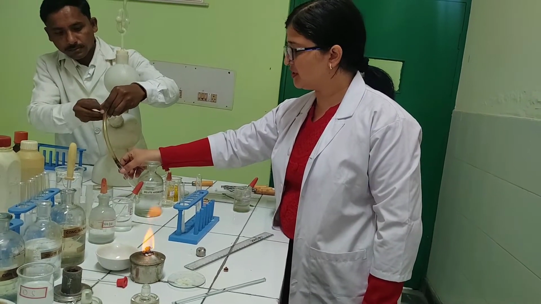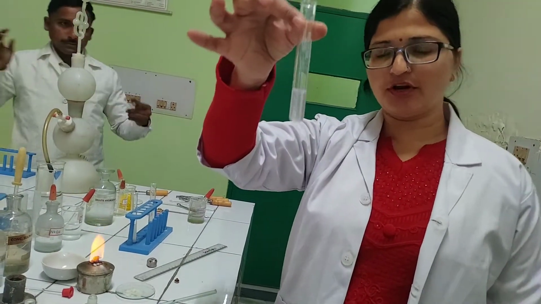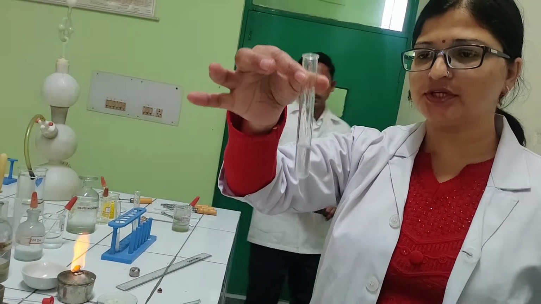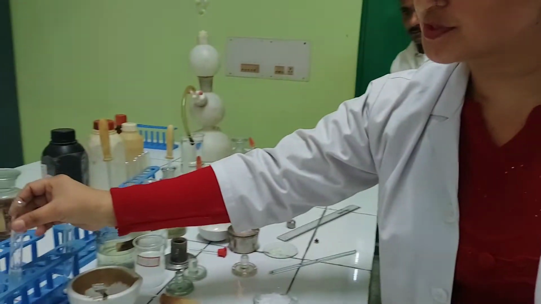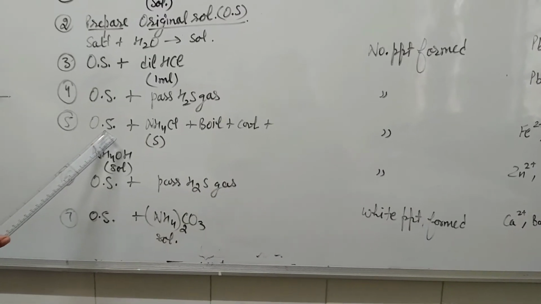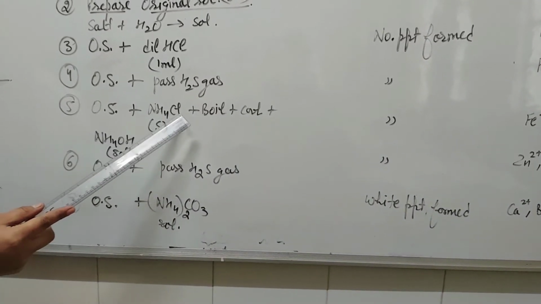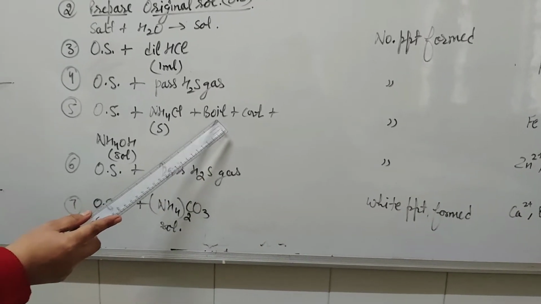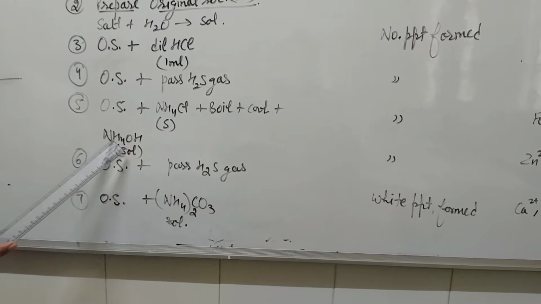Now you can see there is no change in the original solution. So it shows that the second group is also absent in the given sample. Now we come to the third group. For the third group, we will take the original solution. We add solid ammonium chloride in it. Then we boil it and then cool it. After that, we will add the ammonium hydroxide.